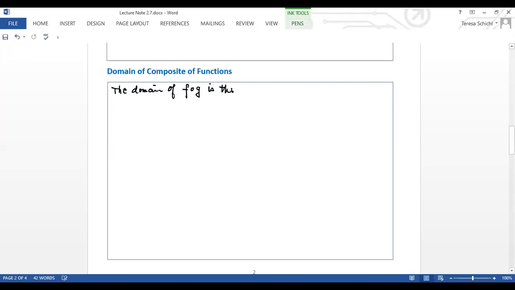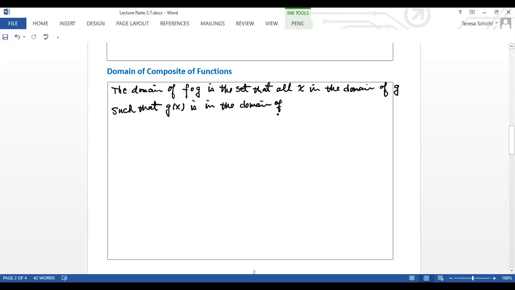So this is the set of all the x in the domain of g first, because g is inside f of x, so the x has to be in the domain of g, and such that whenever you come out of g(x), it has to be in the domain of f.